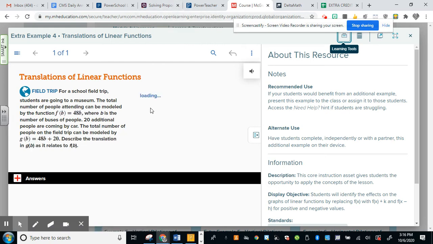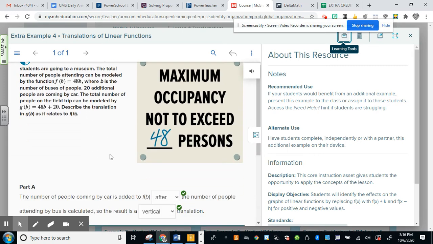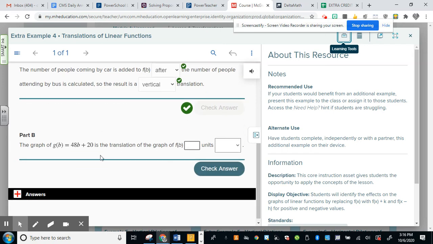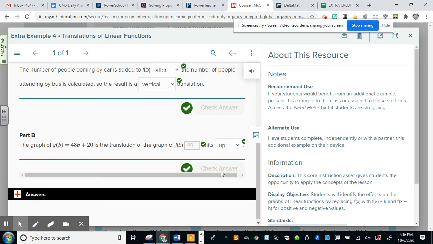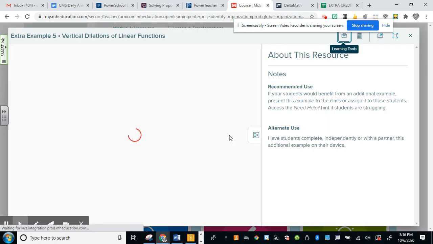Oh, here's a word problem, but it gives you the equation, and it's plus 20, and it's after. So since it's after, it's not hugged with it, so it's a vertical. So here is a translation of 20 units. And since it's on the outside, it's not horizontal, it's vertical, so up and down. So plus 20 goes up. Good job. And now with our dilations, do a couple of those.